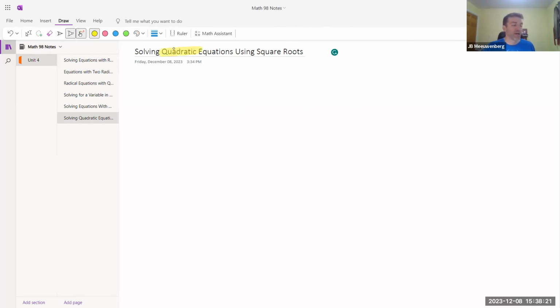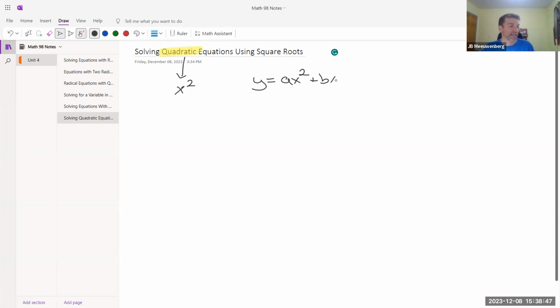What does it mean for an equation to be quadratic? What does that term mean? And hopefully you remember that the main feature of every quadratic equation is what? An x squared. That's what it means to be a quadratic equation. It has an x squared in it. And we've seen lots of forms of those. Most often, they've looked something like this. Y is equal to ax squared plus bx plus c, a second degree trinomial.